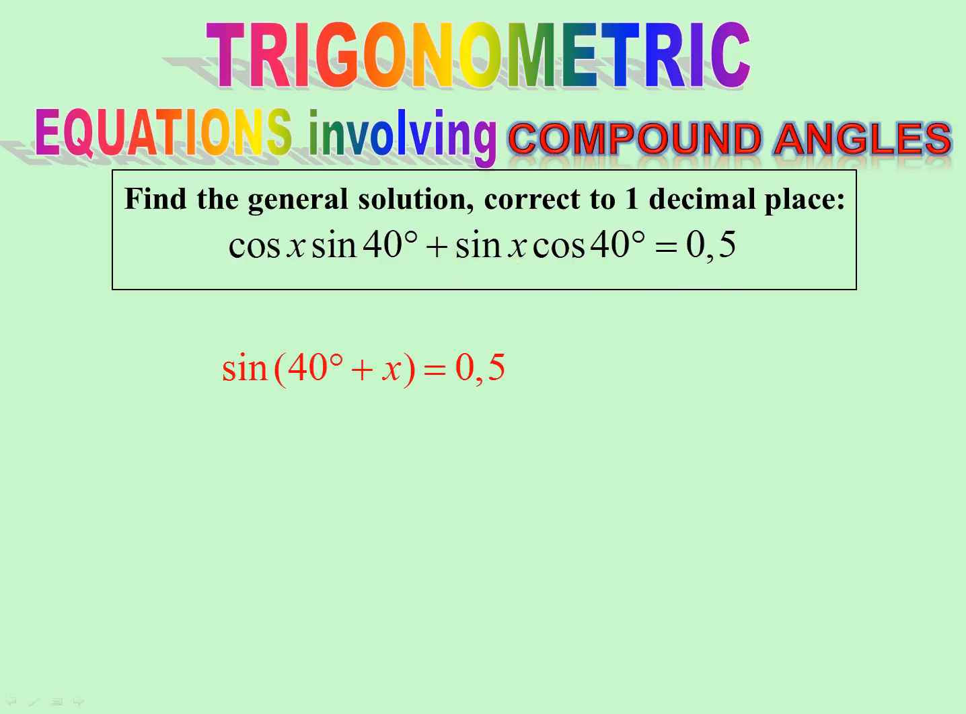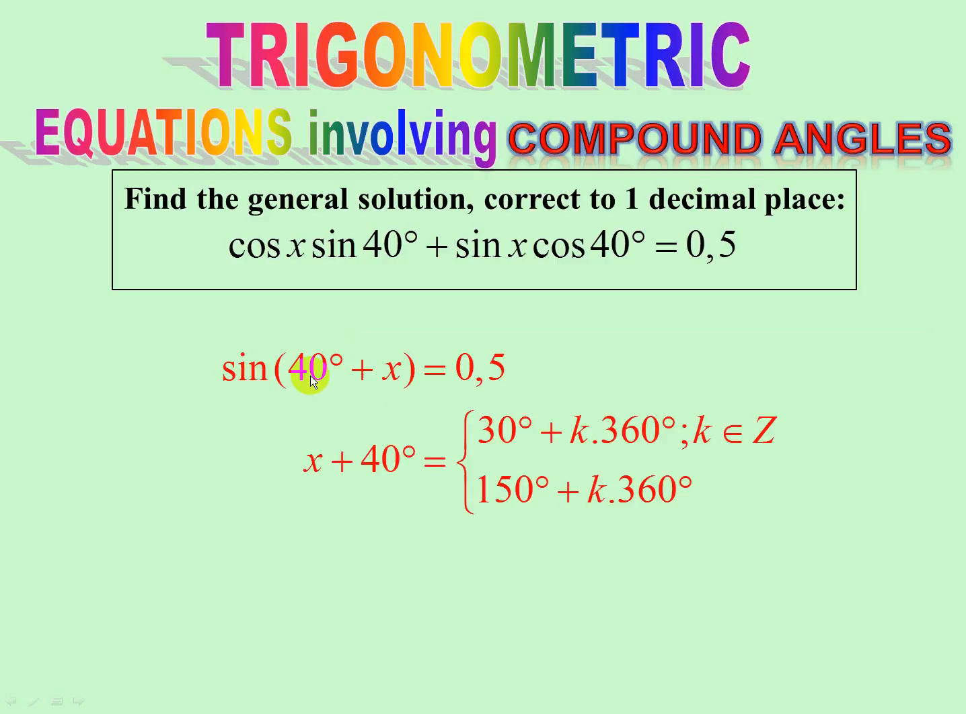So therefore, we know that this is sine of 40 plus x, and it's equal to 0,5. Now we're going to solve for x, but we have to eliminate the sine first, because sine is very selfish. It won't let go of the angle. Remember, when we do this, when we eliminate the sine, we have to get the full general solution with quadrants. There we are. 40 plus x equals.